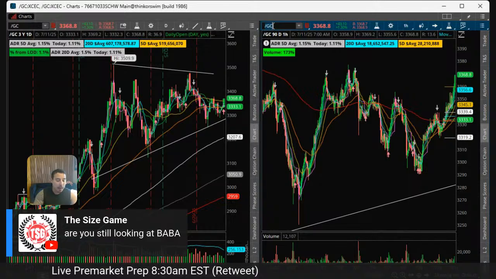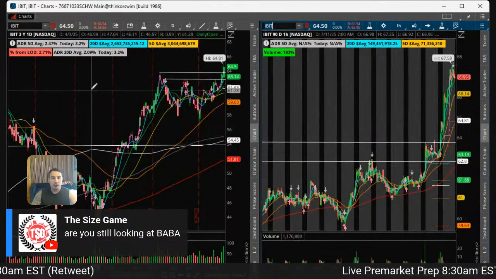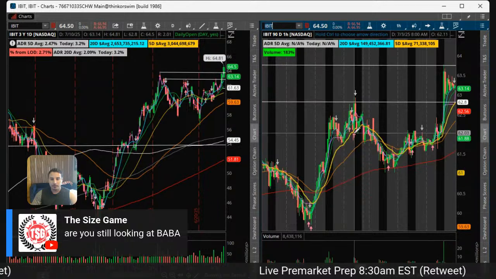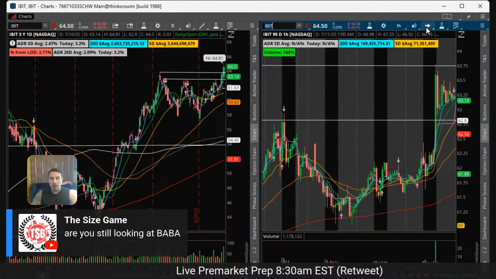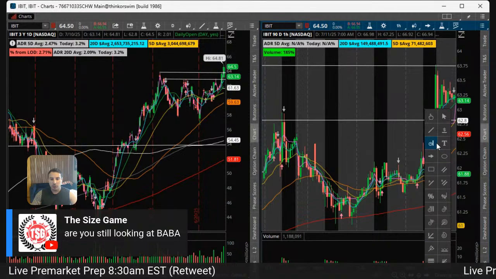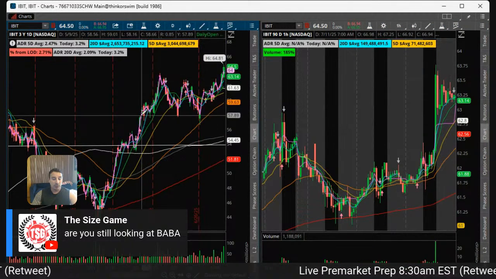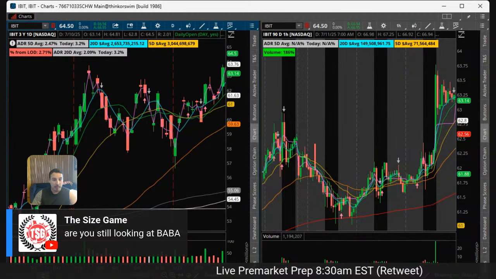Very simple. IBIT had two flat base breakouts, I felt. So the first one when I bought IBIT, very easy. I had two spots, and I'll just redraw these here for you so you can see. All right, so this was the setup that I was looking at on IBIT.